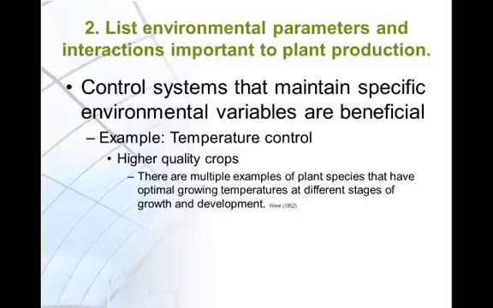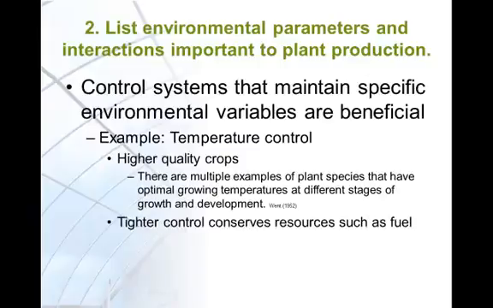Wendt summarized many research papers on plant growth and temperature. Although this paper is from 1952, it shows that there are multiple examples of plant species that have optimal growing temperatures at different stages of growth and development.